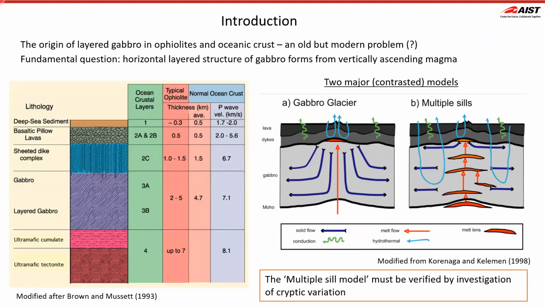The origin of layered gabbro in ophiolite and oceanic crust is an old but modern problem. The fundamental question is how the horizontal layered structure of gabbro was formed from vertically ascending magma. The sheeted dike complex here is a vertical feeder dike for the overlying lava sequence, but the underlying gabbro has sub-horizontal structure. There are two main models to explain this phenomenon.